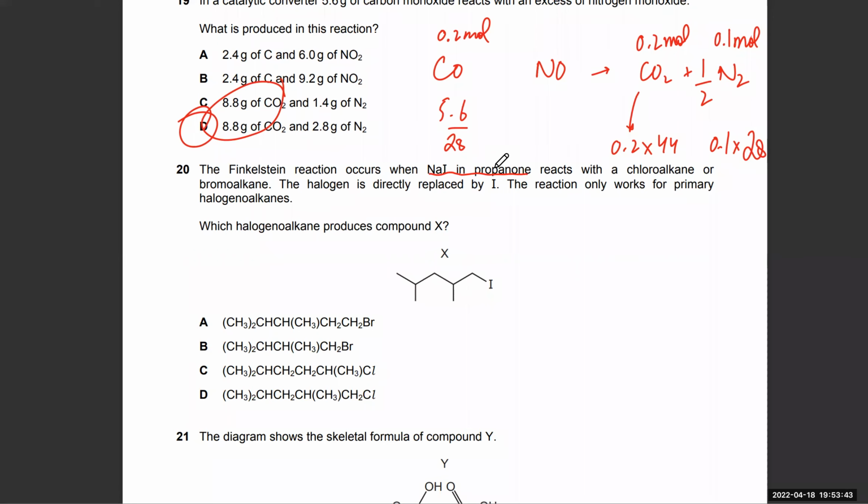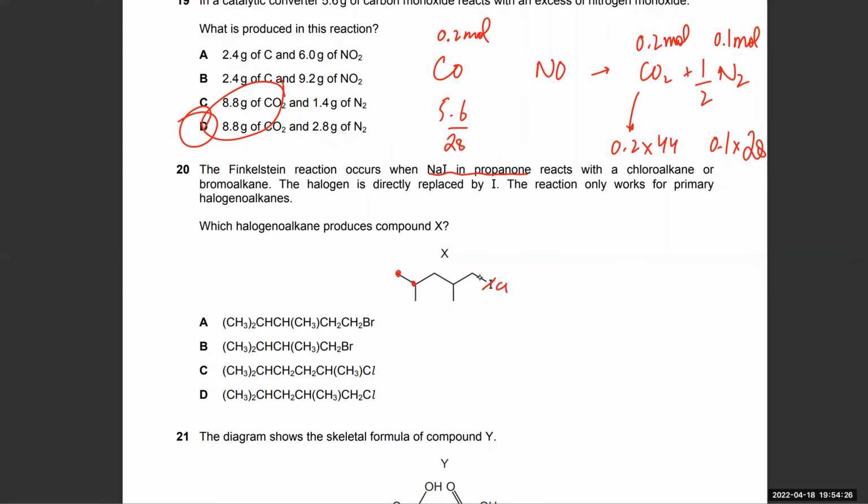So NaI is dissolved in propanone and it reacts with a chloroalkane, some random chloroalkane. And it says the halogen is replaced by I. So before there was I, there must be Cl over here. And the reaction only works for primary halogenoalkanes. So which halogenoalkane produces this? The halogen is directly replaced by I, so I did the reverse. I replaced the I with the Cl back again.